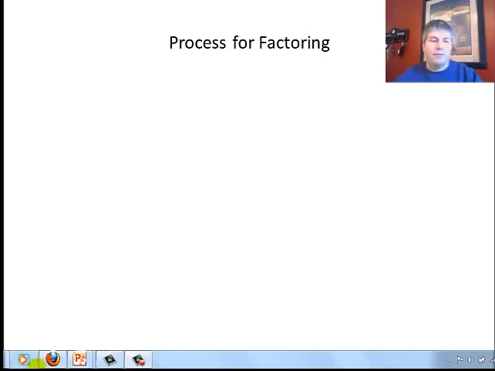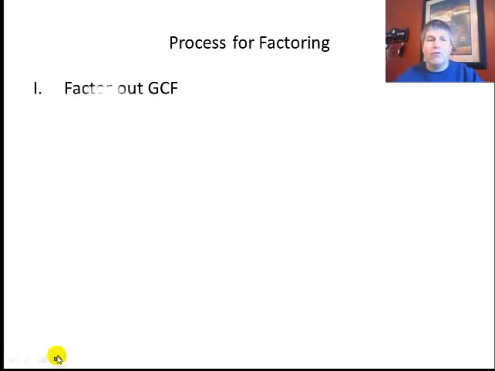When we're factoring, we want to follow the first rule of factoring, and that is to factor out that greatest common factor. Okay, so if we have something like ax squared plus ax, we want to factor out that GCF. In this case, it's just ax, and we're left with ax times the quantity x plus 1.